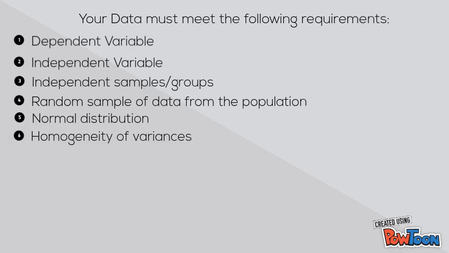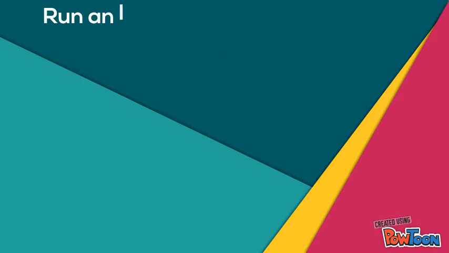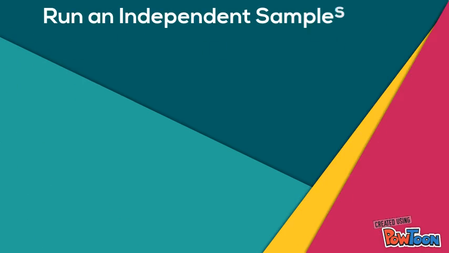Homogeneity of variances. It means variances are approximately equal across groups. When this assumption is violated and the sample sizes for each group differ, the p-value is not trustworthy. Now, without further ado, how to run an independent samples t-test.